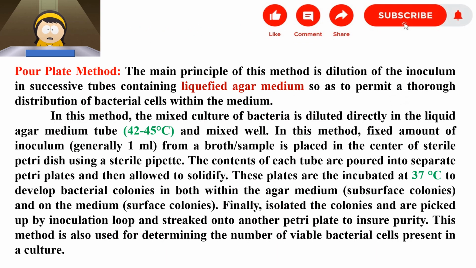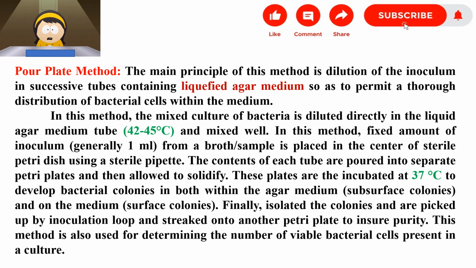Pour plate method. The main principle of this method is dilution of the inoculum in successive tubes containing liquefied agar medium so as to permit a thorough distribution of bacterial cells within the medium. In this method, the mixed culture of bacteria is diluted directly in the liquid agar medium tube, 42 to 45 degrees Celsius, and mixed well.